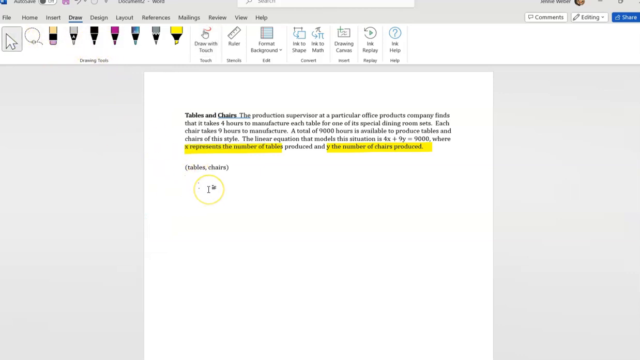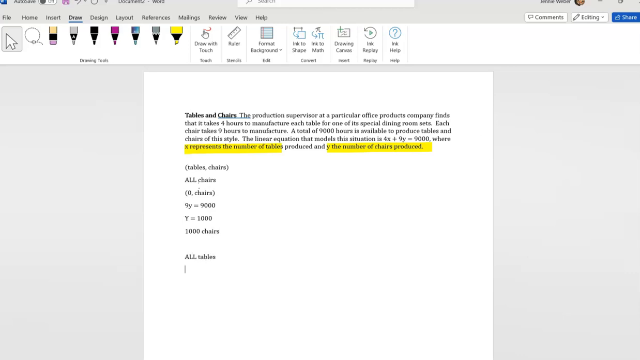Okay, so now I want to know, what if I produce all chairs? A dumb idea, but still, it gives me an idea. So if I produce all chairs, this is one of the intercepts, right? So I'm going to put in 0 for my x. Then I'm going to get 9y equals 9,000. So then I could produce 1,000 chairs if I only produce chairs.